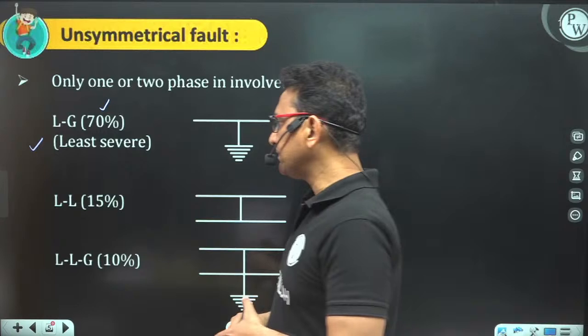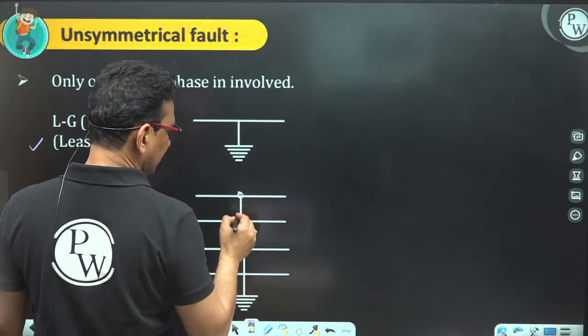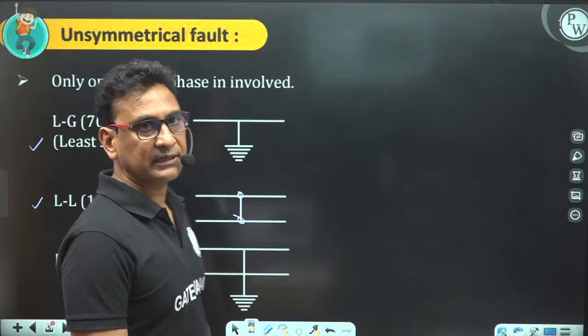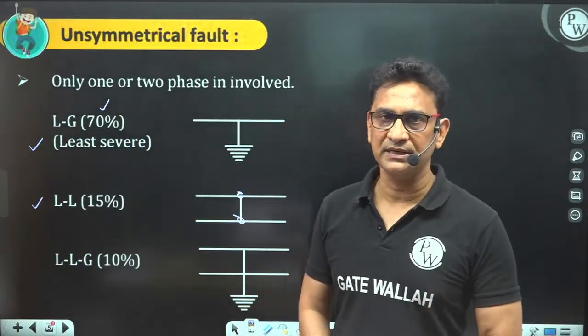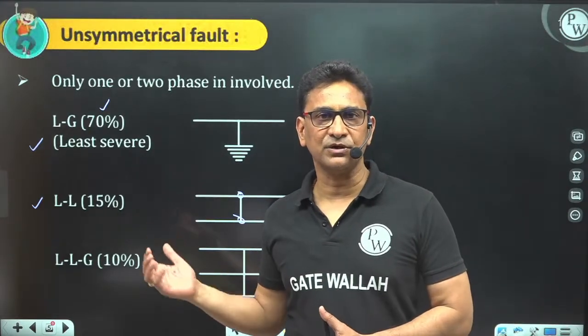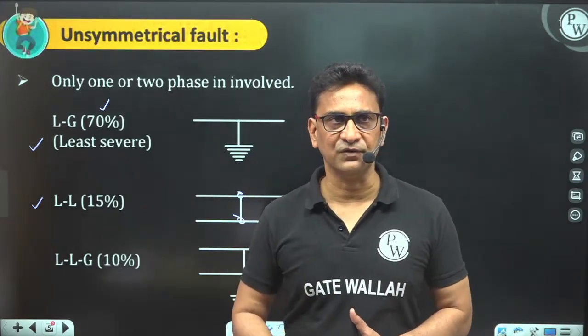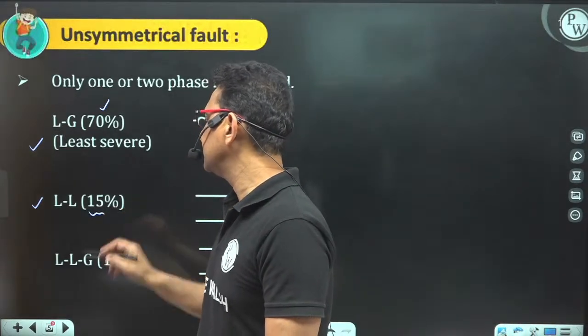Now the second type of fault is line to line fault. If two phase conductors, either A or B phase, or B or C phase, or C or A phase, are short circuited with each other, this type of fault is called the line to line fault. The probability of line to line fault is 15%.